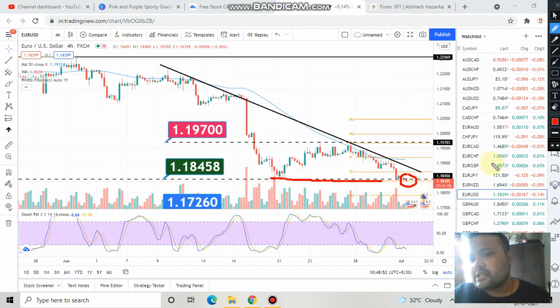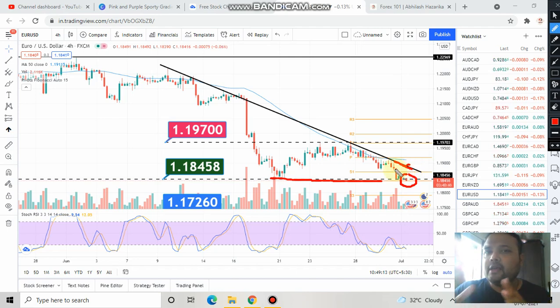In case market goes up from here, and if you see market facing resistance from this trend line, then you can think of shorting the market, but do not expect huge profit. Just you can make some quick profit.